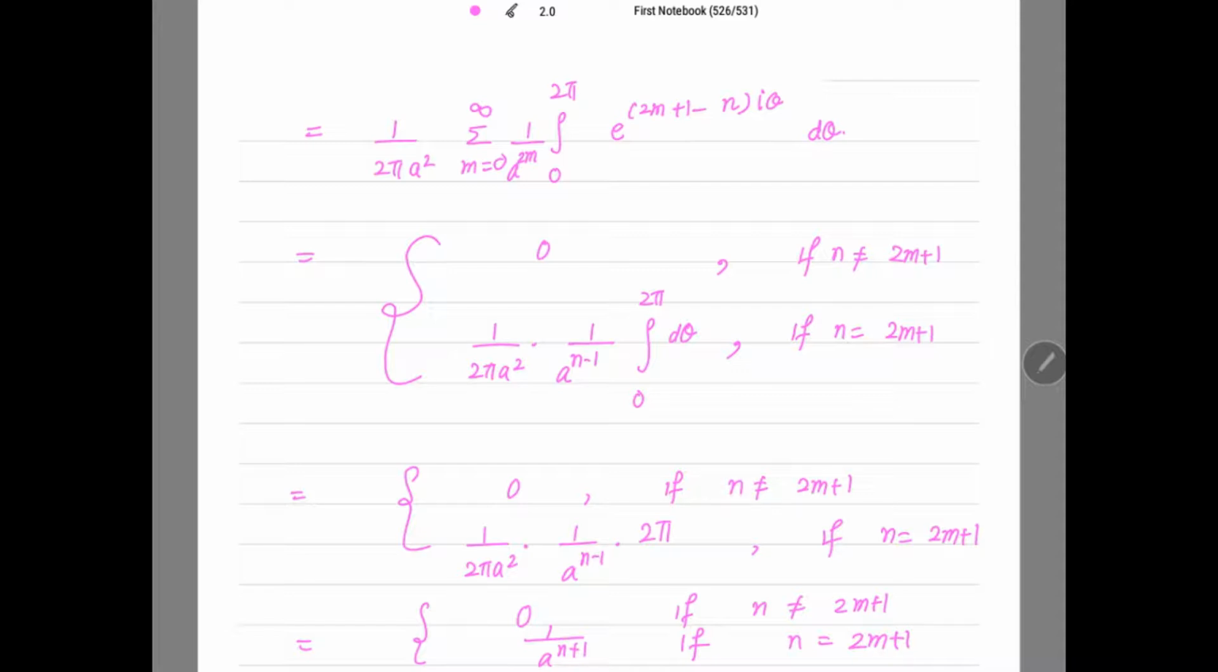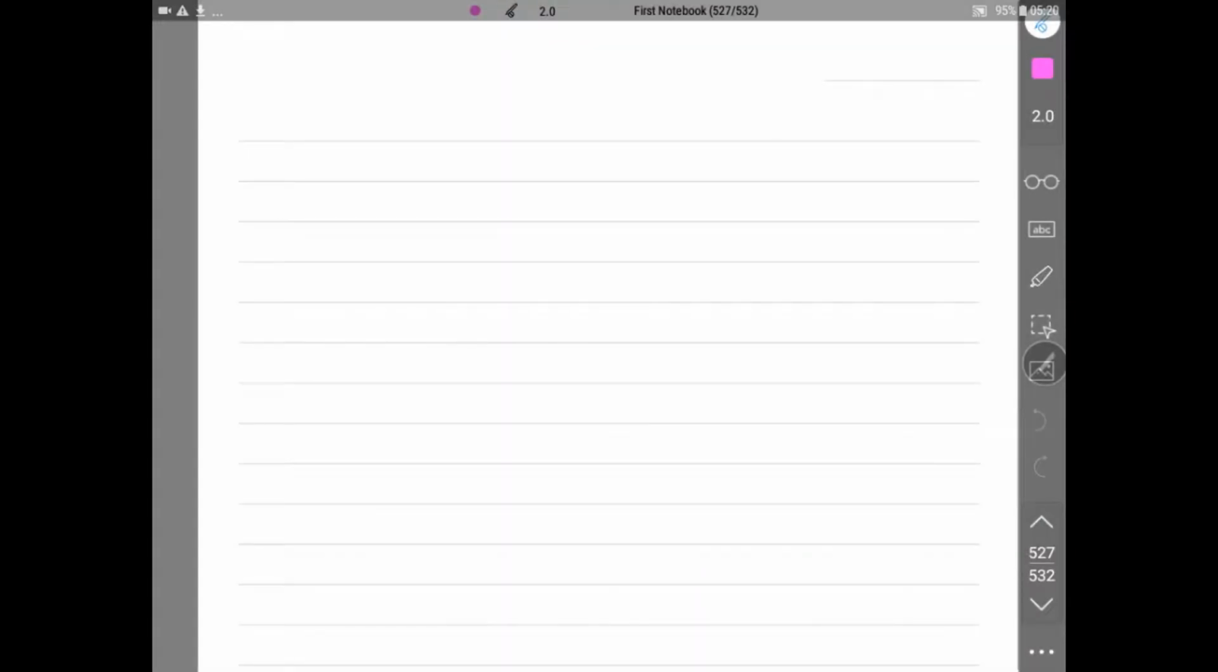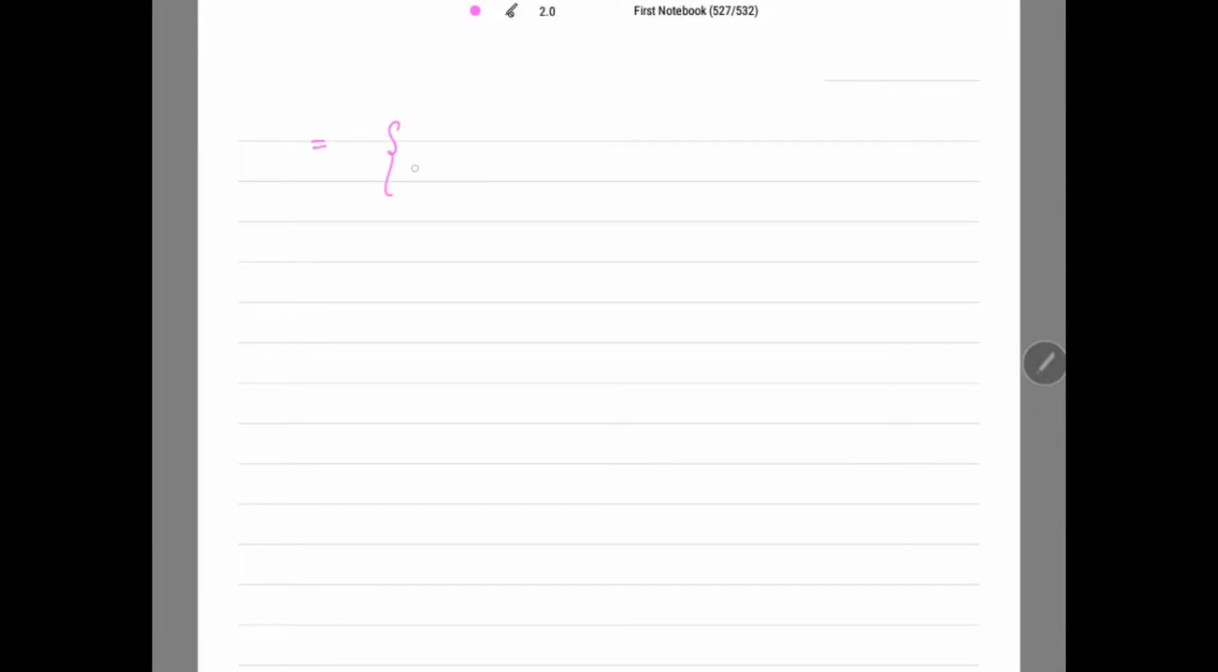Fine. That means n is not equal to 2m plus 1 means n is even, and n equal to 2m plus 1 means n is odd. So for the even powers we have 0 value. For the odd powers we have 1 over a raised to the power n plus 1, right? So this is equal to 0 if n is even, and this is equal to 1 over a raised to the power n plus 1 if n is odd.